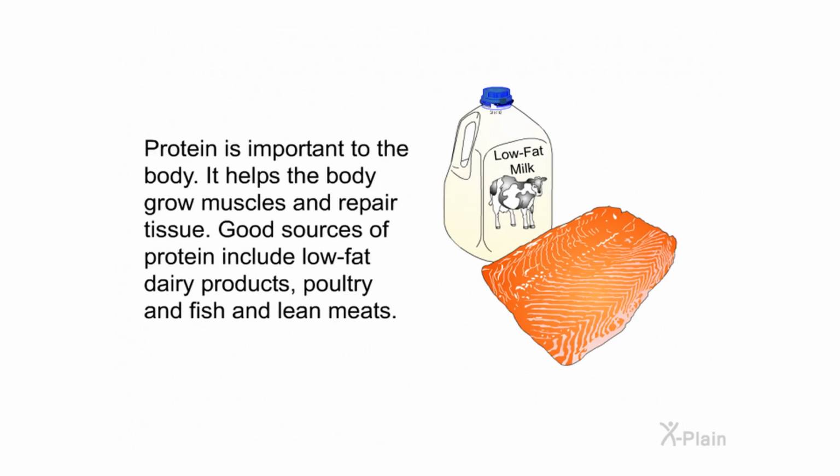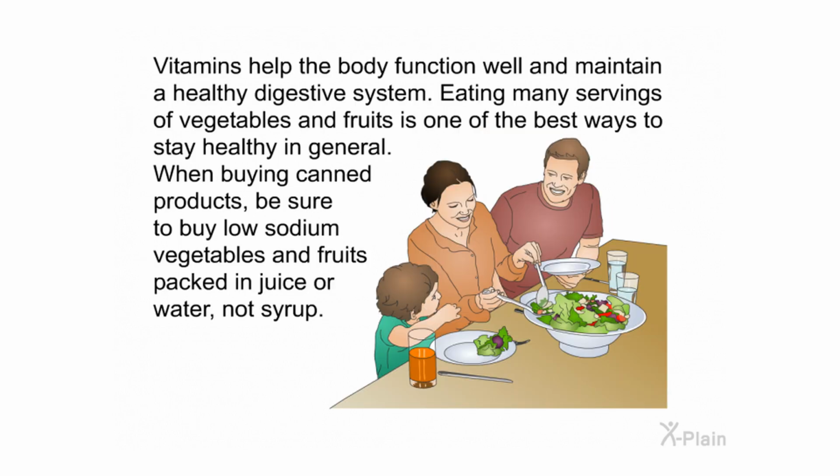Protein is important to the body. It helps the body grow muscles and repair tissue. Good sources of protein include low-fat dairy products, poultry, and fish and lean meats. Vitamins help the body function well and maintain a healthy digestive system. Eating many servings of vegetables and fruits is one of the best ways to stay healthy in general. When buying canned products, be sure to buy low-sodium vegetables and fruits packed in juice or water, not syrup.